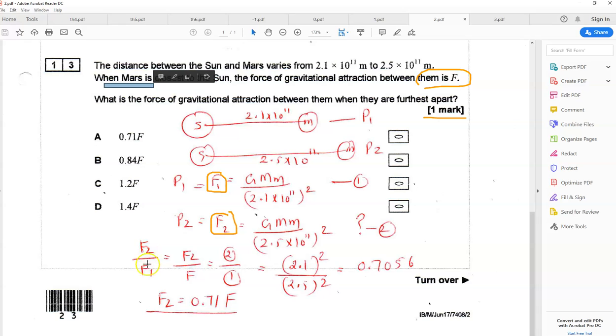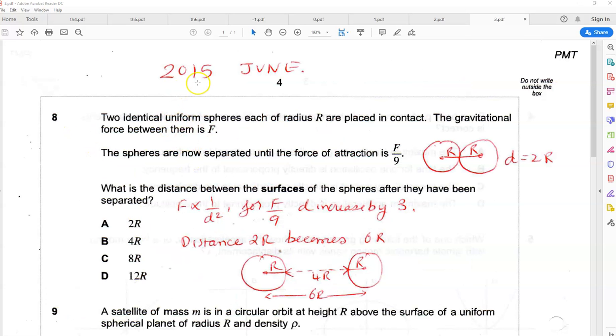So I'm going to do F2 by F1. Put the formula of F2 here, and put the formula of F1 here, and most of the things will cancel away. We'll end up getting 2.1 squared divided by 2.5 squared, which is equal to this number, and when you cross multiply, F2 will be 0.71 times F, which is the answer. So this question is from 2015 June.